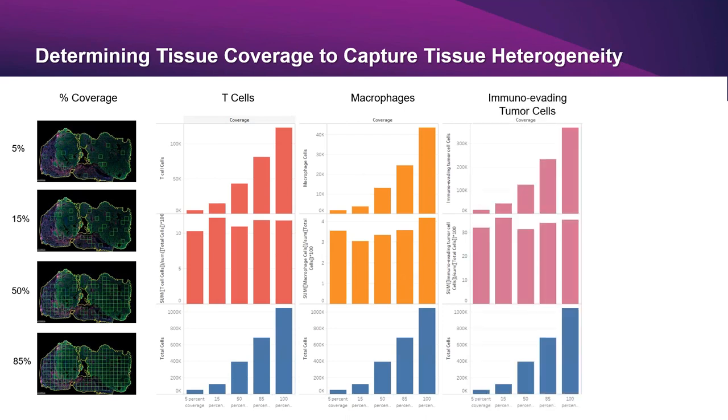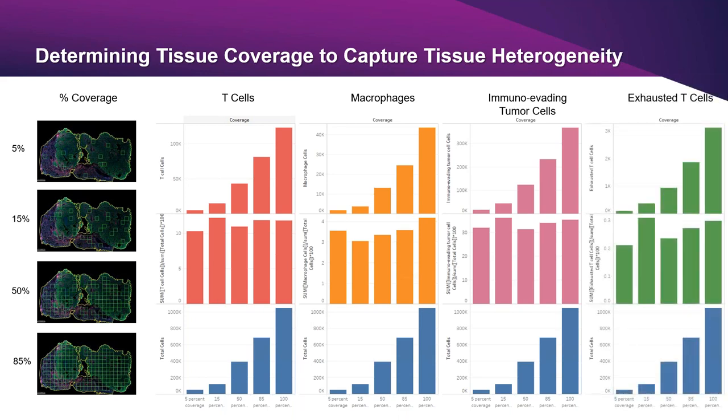A phenotype that has an obvious positional bias on the whole tissue, the immune evading tumor cells, which cluster to one side of the sample as shown in green. And a rare event, exhausted T cell population. Each marker was then normalized to the number of total cells at each coverage level as percent positive.